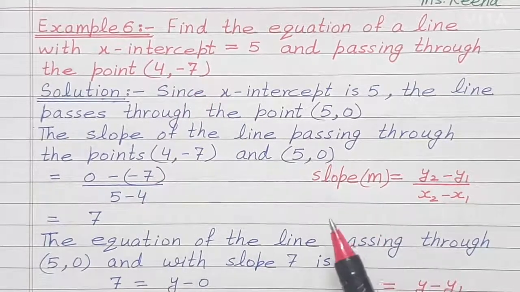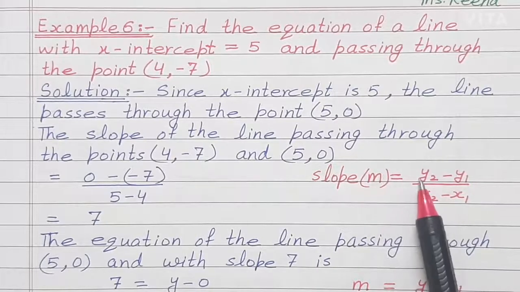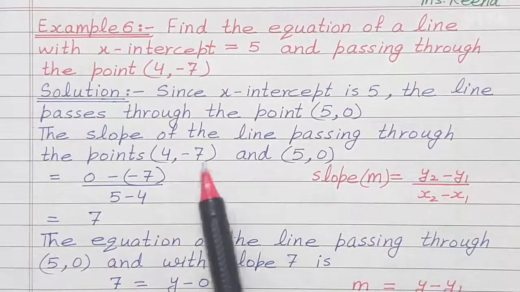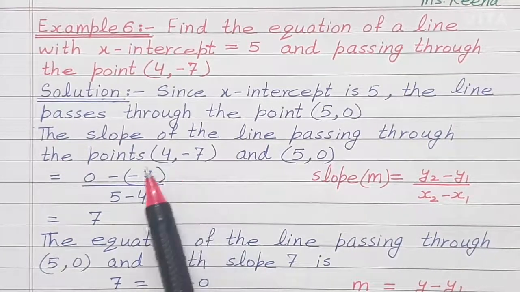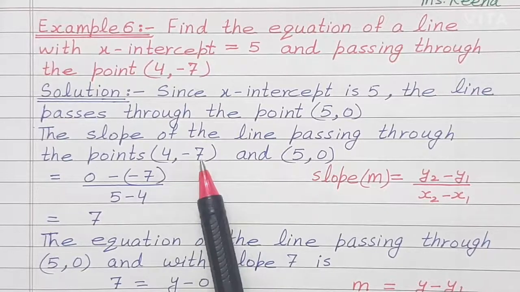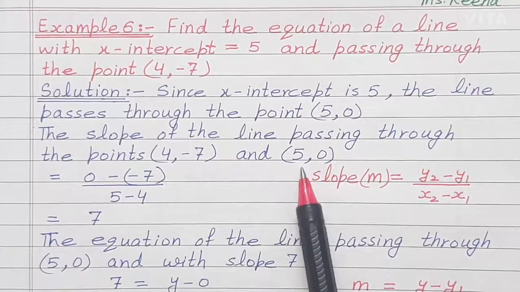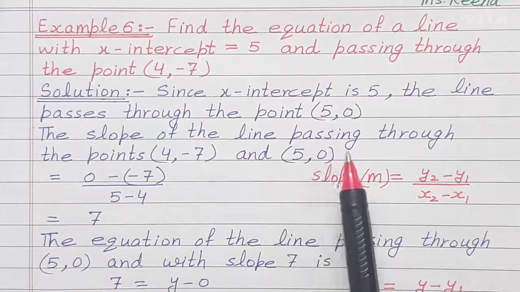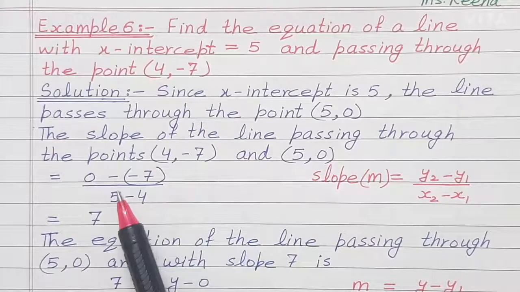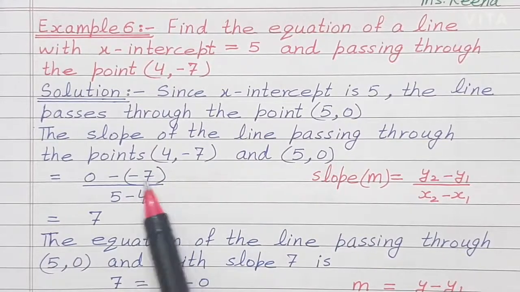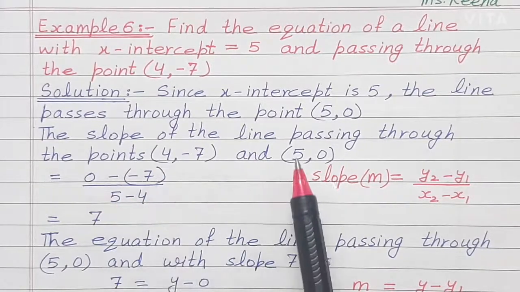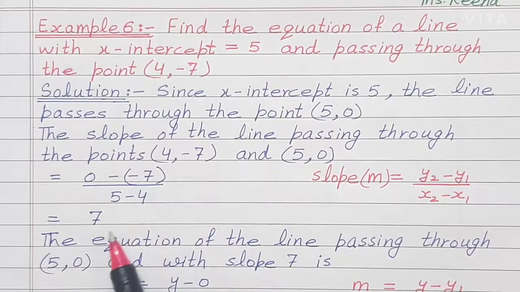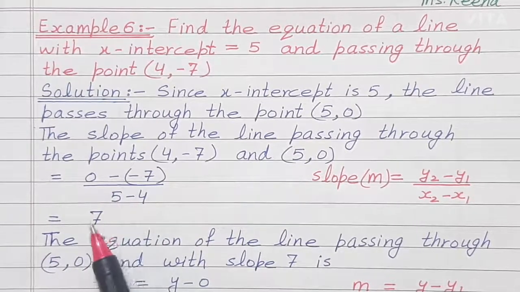Now students, you know that slope is (y2 minus y1) upon (x2 minus x1). So here let the coordinates be: 4 is x1, minus 7 is y1, 5 is x2 and 0 is y2. So it is 0 minus 7, and it is already negative, so it will become 0 plus 7, and then 5 minus 4 in the denominator. So this will give us 7. So 7 is the slope.